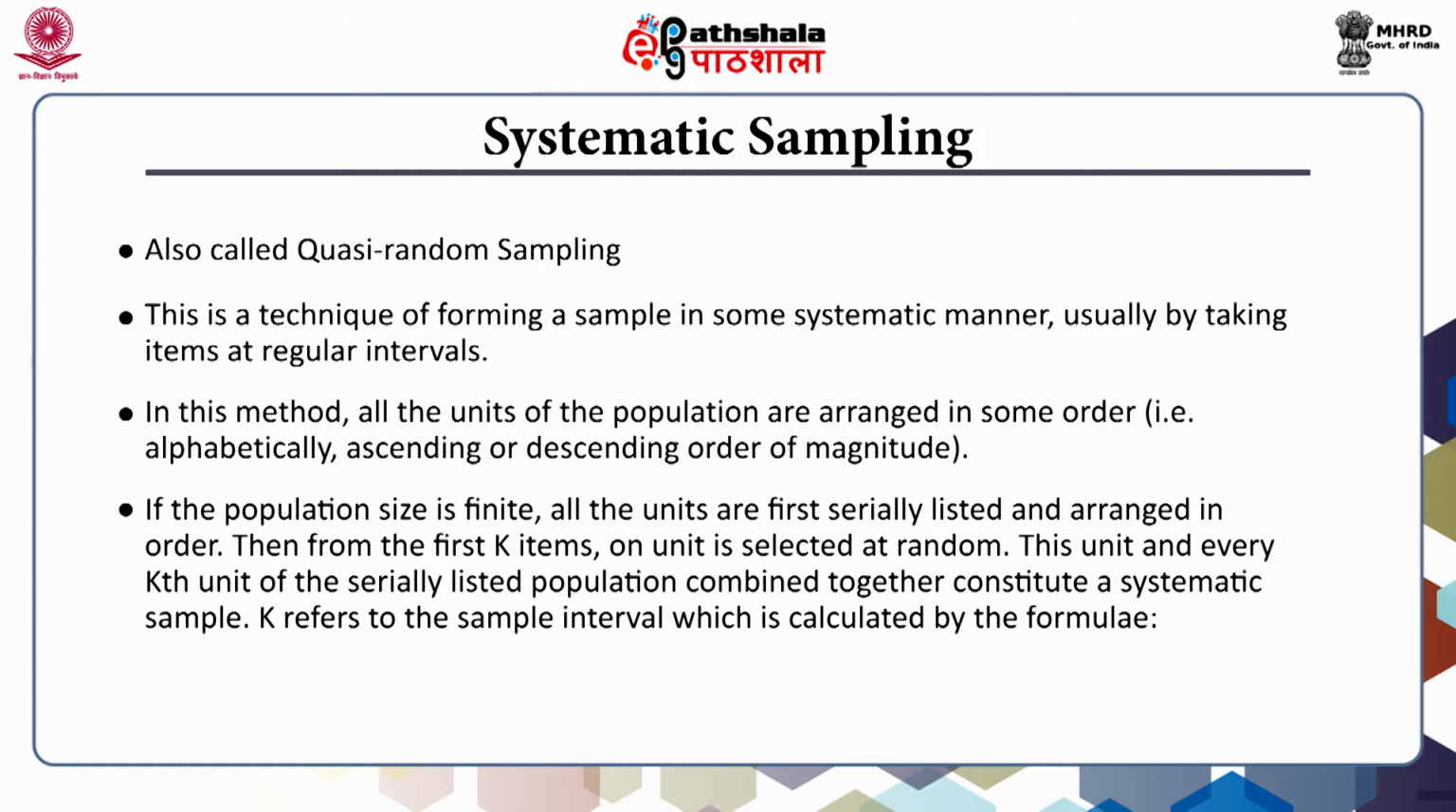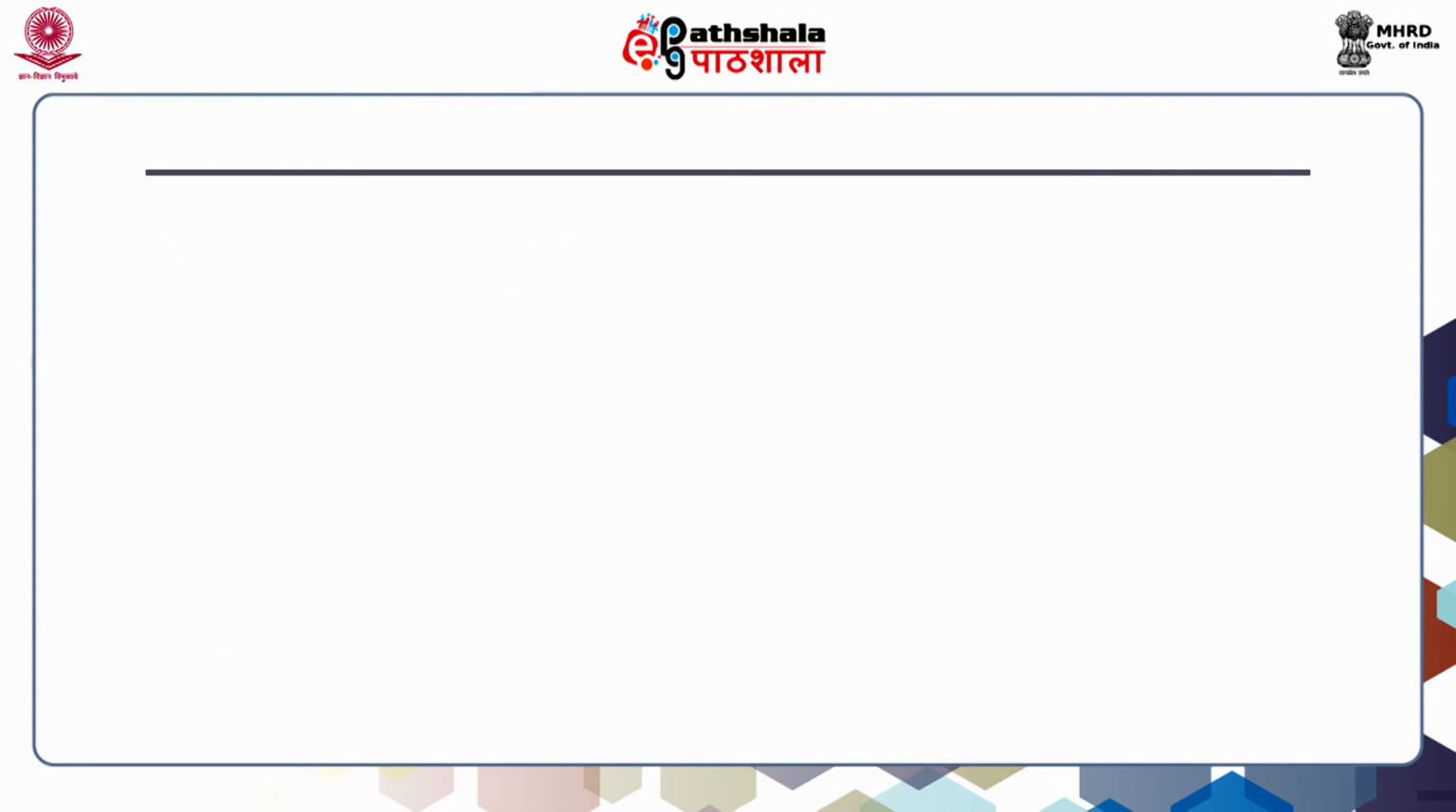Then, from the first k items, one unit is selected at random. This unit and every kth unit of the serially listed population combined together constitute a systematic sample. K refers to the sample interval, which is calculated by the formula: sampling interval equals population size divided by sample size desired. An example for systematic sampling.